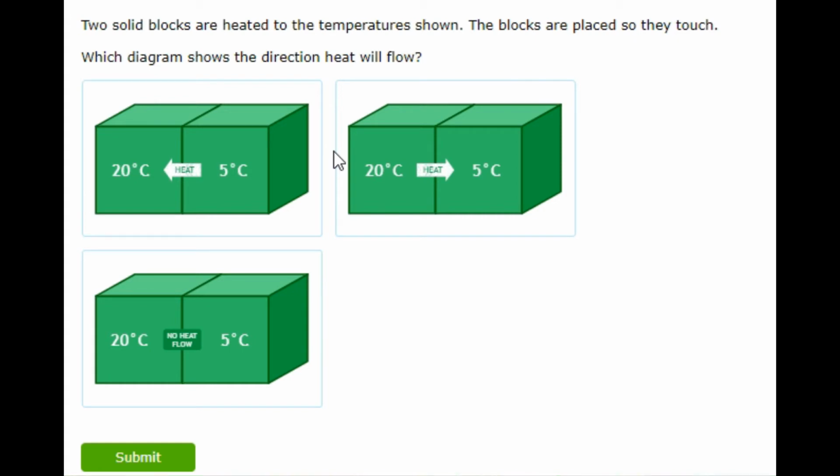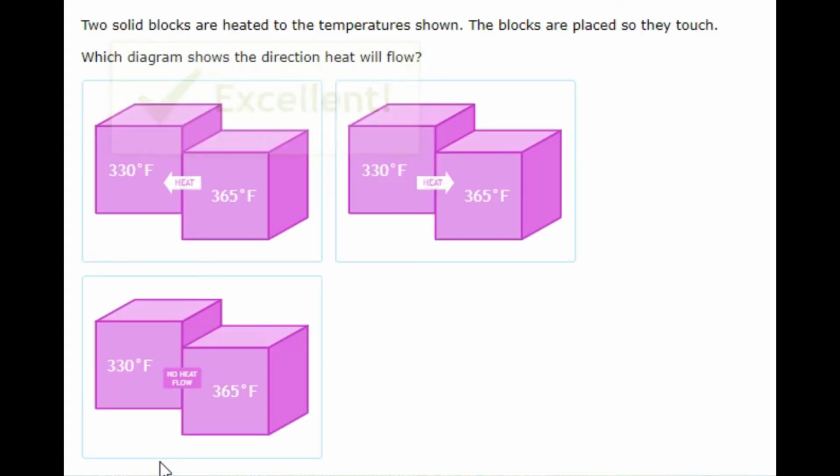Does it move from the block having a temperature of 20 degrees to the one having a temperature of 5 degrees, or the opposite? Heat moves from the hot object with the highest temperature to the cold object having the lowest temperature. So, from the block having a temperature of 20 degrees to the block having a temperature of 5 degrees. So, this is my answer. This is right.